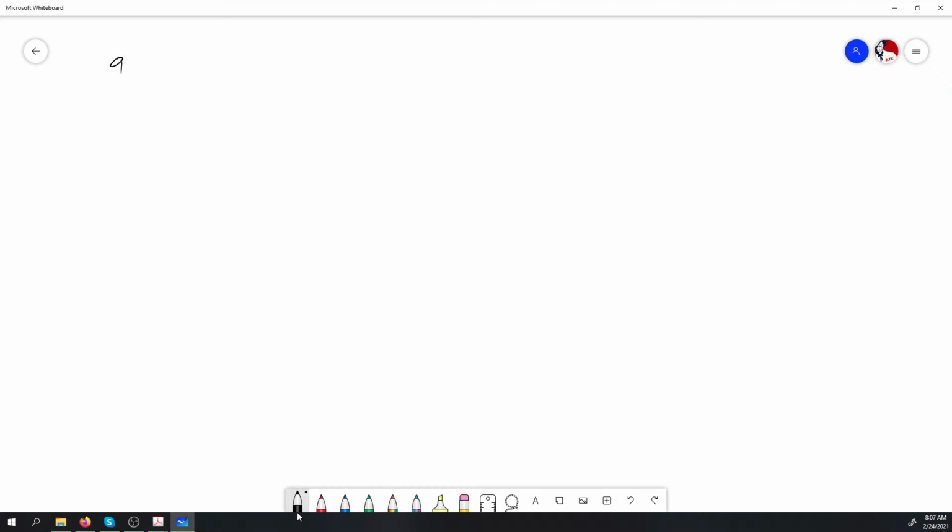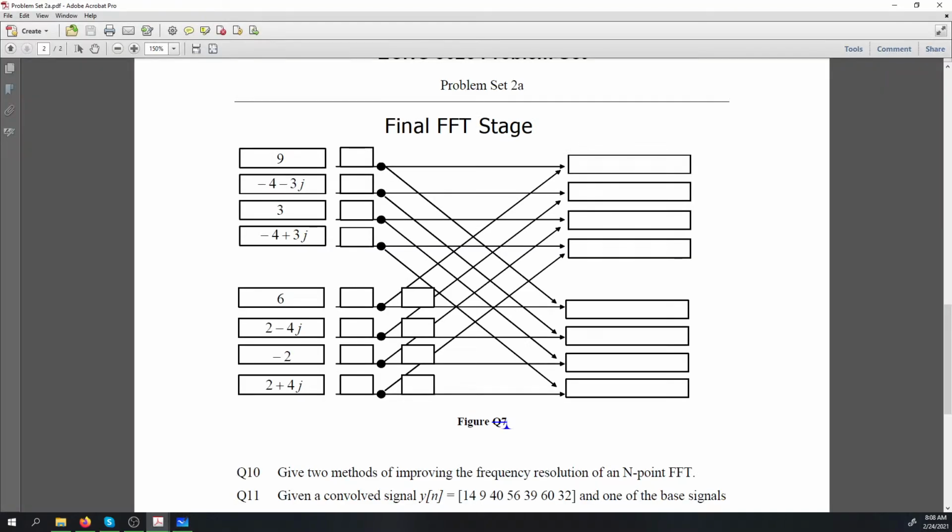So here we have 9, minus 4 minus 3j, 3, minus 4 plus j, 6, 2 minus 4j, minus 2, and 2 plus 4j. And then let's just backtrack a little bit. Right, we had boxes here to represent what we needed, and then the output stage.